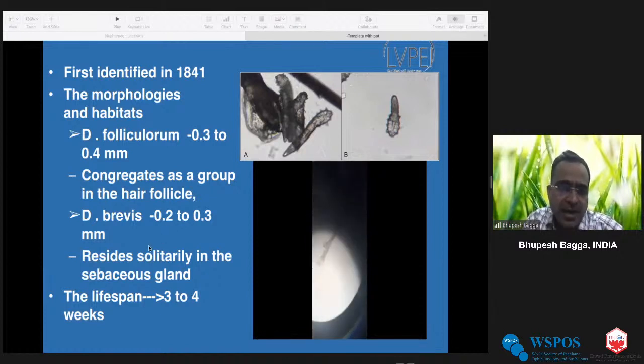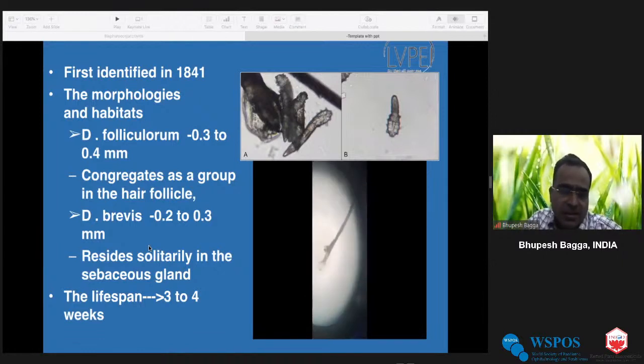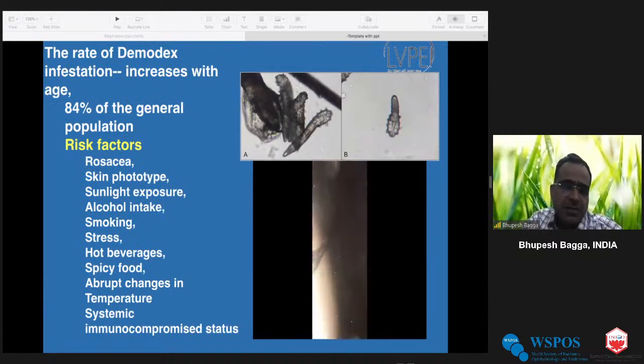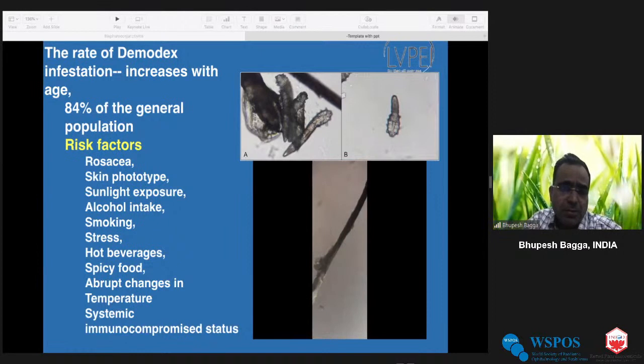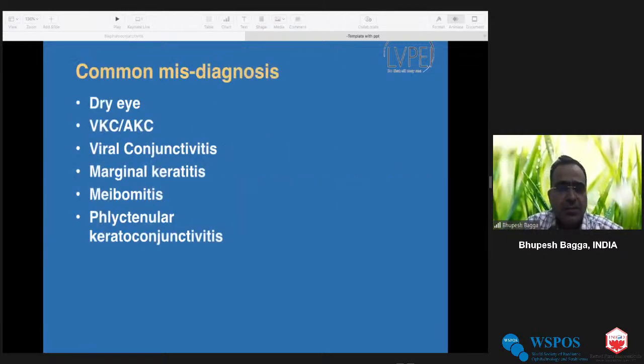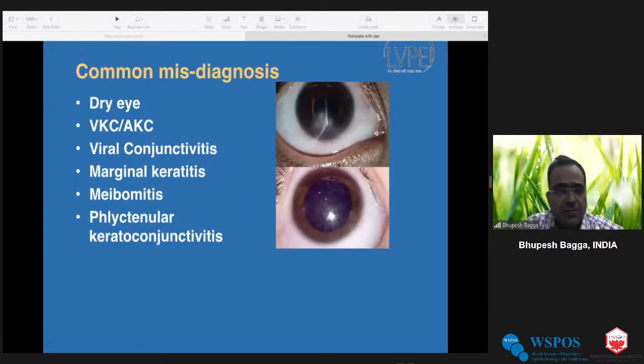There are two types of Demodex, folliculorum and brevis, and they reside basically either as a group or as solitaires. The lifespan is only 3 to 4 weeks. Treatment is not very difficult, but we need to come to this as a differential. So we should always suspect Demodex blepharokeratoconjunctivitis whenever there is refractory blepharoconjunctivitis with keratitis. With use of steroids they immediately improve, but immediately after stopping steroids, the patient starts having severe photophobia. It is not very difficult to treat because of the availability of treatment: you can treat with topical steroids and tea tree oil.